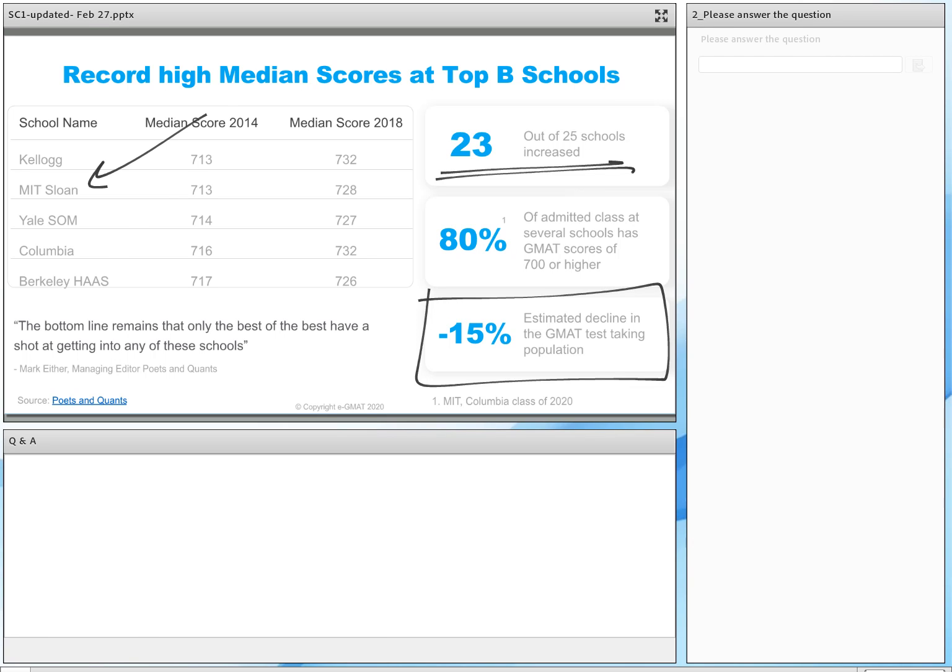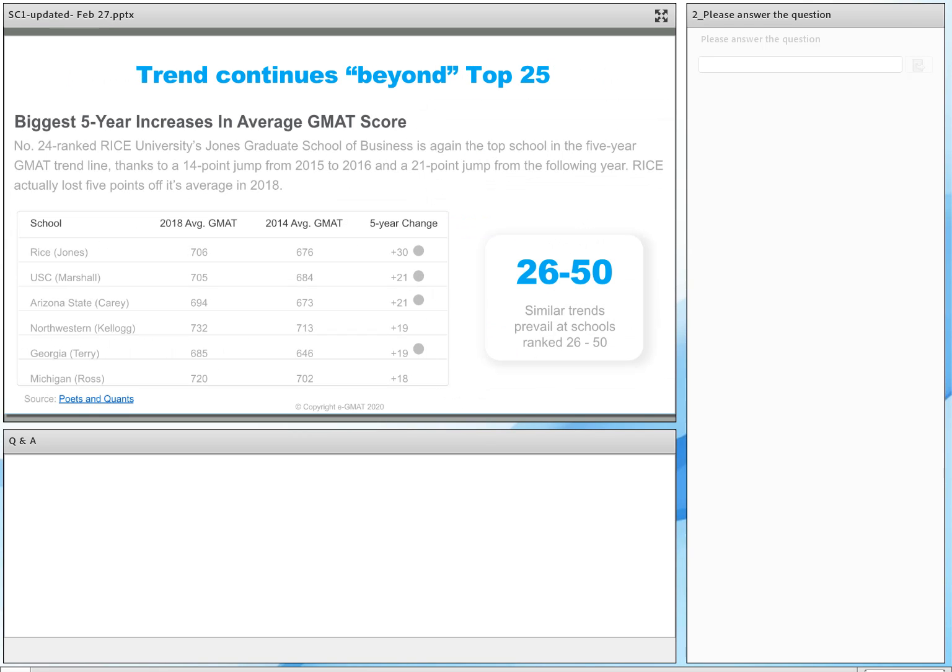So we do expect this trend to continue. There are certain schools such as Sloan and Columbia, two schools that give these stats, where upwards of 80% of the incoming class has a score of 700 or higher. So essentially what these schools are telling you is, you either get that score of 700 or higher, or you better be a son of a sheikh if you don't have that score. Whatever happens in the top 25, the second group, which is 26 to 50, kind of follows that, and you see the biggest 5-year changes over here. These are the 26 to 60 schools, and you see some of the biggest changes during this time.